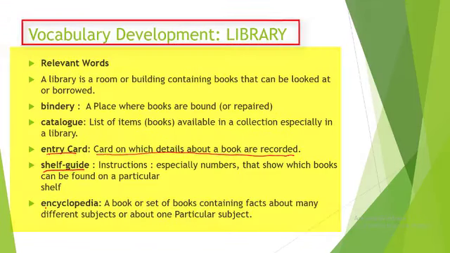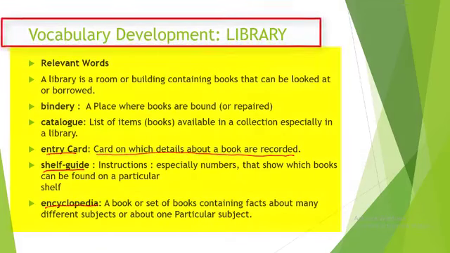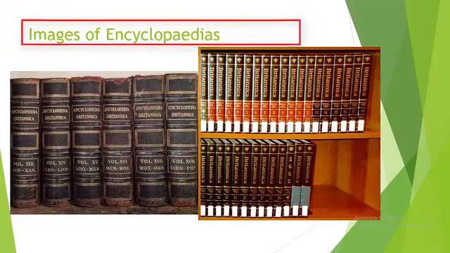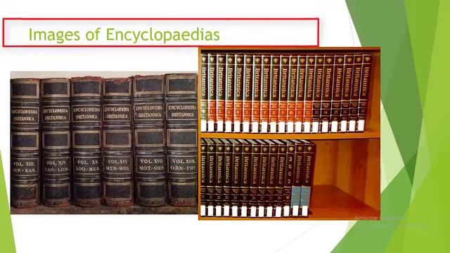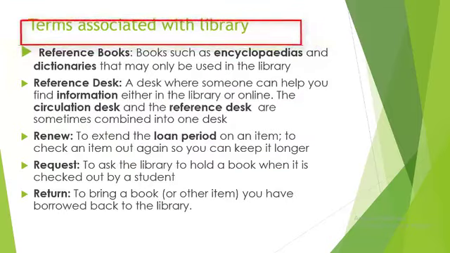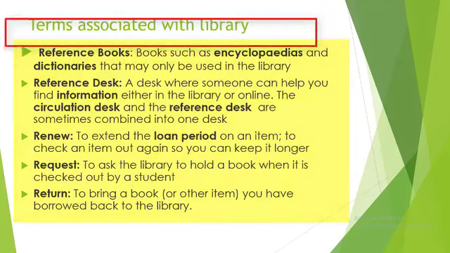Then we have an encyclopedia. An encyclopedia is a book or set of books containing facts about different subjects or issues of life. Okay, so this is an example of an encyclopedia today. Then let's look at other words associated with the library. We have reference books. So encyclopedias are reference books, where you can get information, where you can reference.